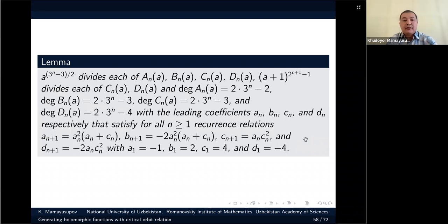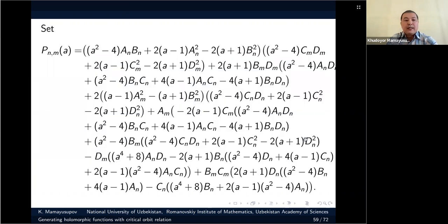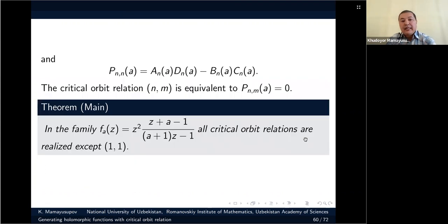A_N, B_N, C_N, D_N are factors of A, and only C_N and D_N are factors of A plus 1. And we know the degrees, and also we know the leading coefficients, they are given by a recurrence relation. And also we explicitly know the N,M critical relation. Yeah, we are lucky, we know it, even though it's huge. And also we know N,N. N,N is simpler. Here again, well, it is a would-be theorem: all critical relations are realized except 1, 1.